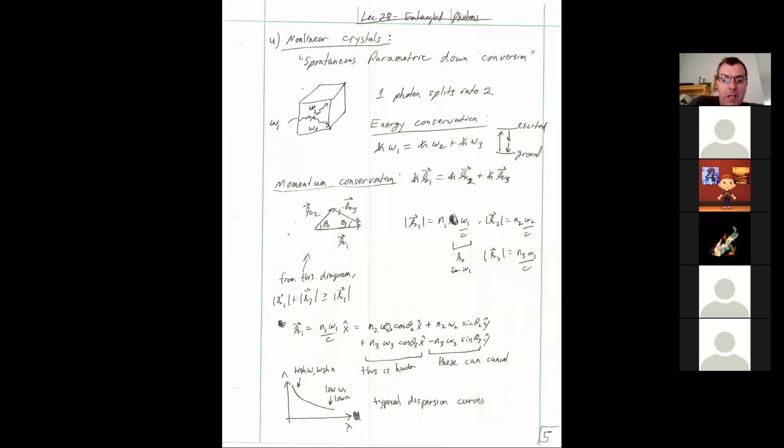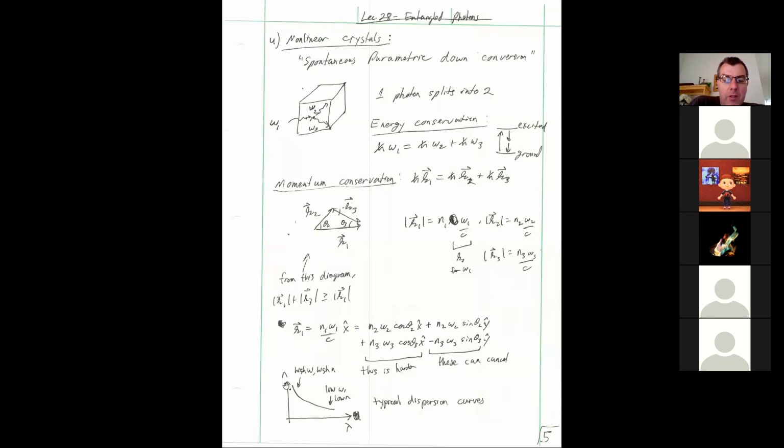But here's the problem. Getting these to add up to n1 omega 1, that's actually difficult. Because omega 2 and omega 3 are both less than omega 1, and cosine theta 2 and cosine theta 3 are both less than 1.